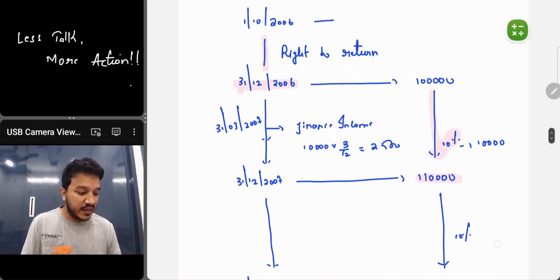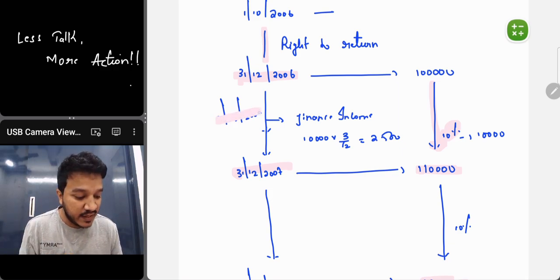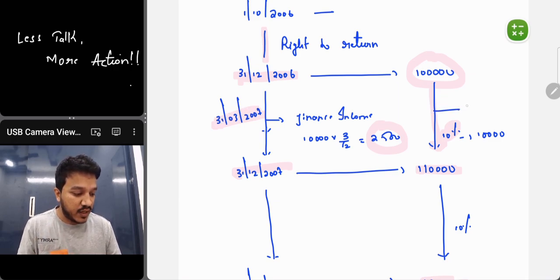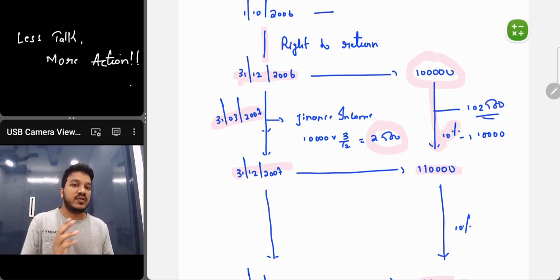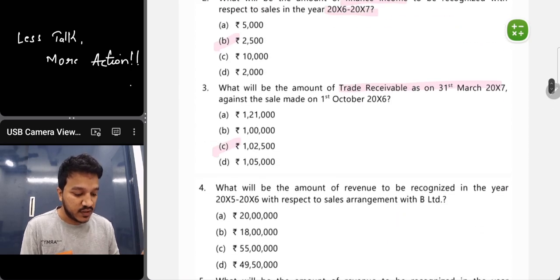1,21,000, 1,10,000. So 1,10,000 is as on 31st December 2007, but it is asking trade receivables as on 31st March 2007. So what we have recognized is 1 lakh, and then on 31st March we have recognized this finance income. If you add those two, on 31st March it becomes 1,02,500. 1 lakh plus 2,500 interest income. I hope this was helpful. So this is the option.